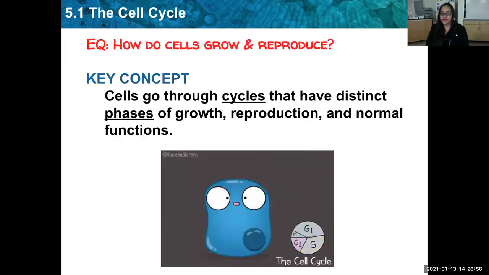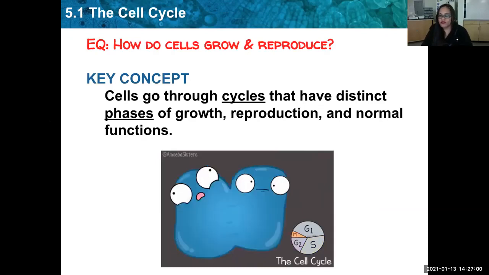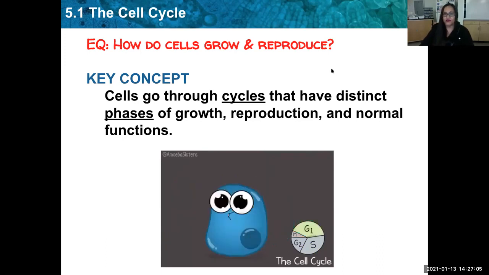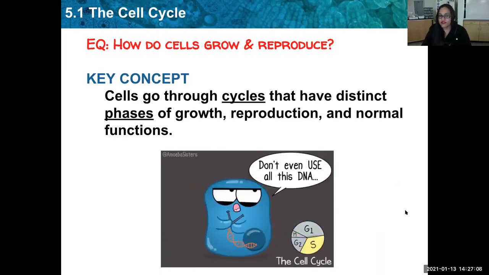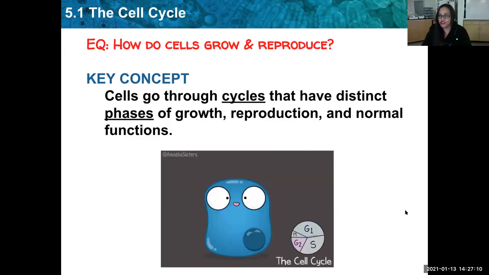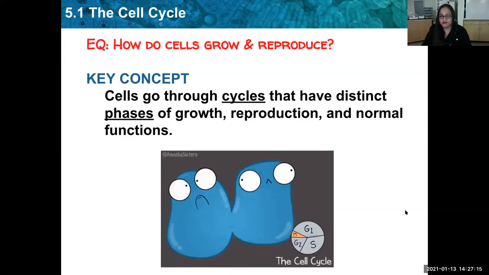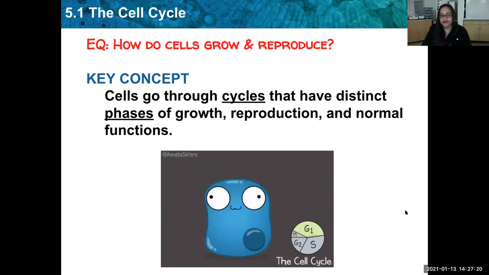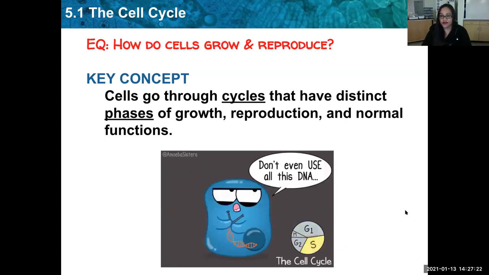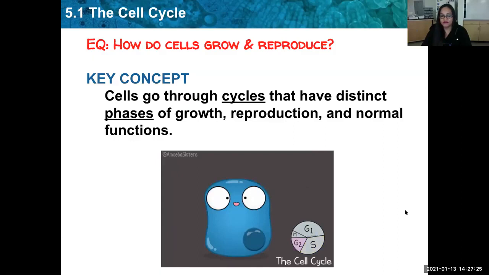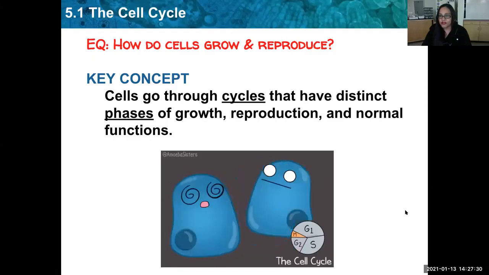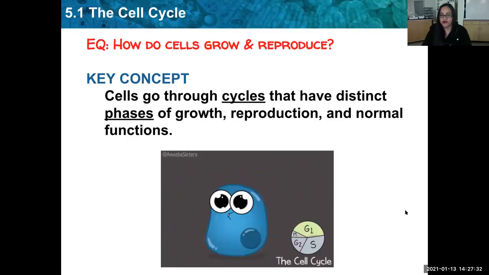All right, moving on. Our essential question, how do cells grow and reproduce? And cells go through cycles that have distinct phases of growth, reproduction, and normal function. Sometimes they're called phases, sometimes they're called stages, but they're just a part of the whole cycle. And that GIF is just an overview of the cell cycle and what happens. And it should be a piece of the video that you guys are watching this week.